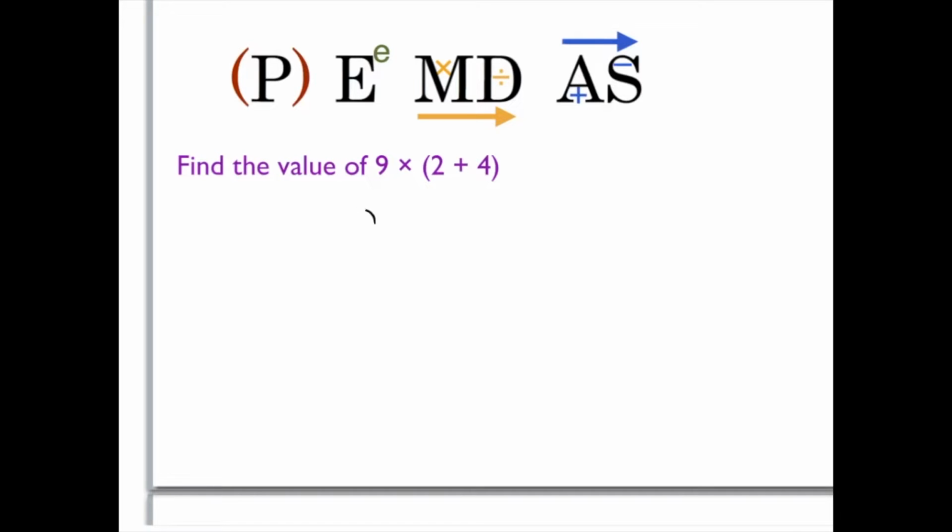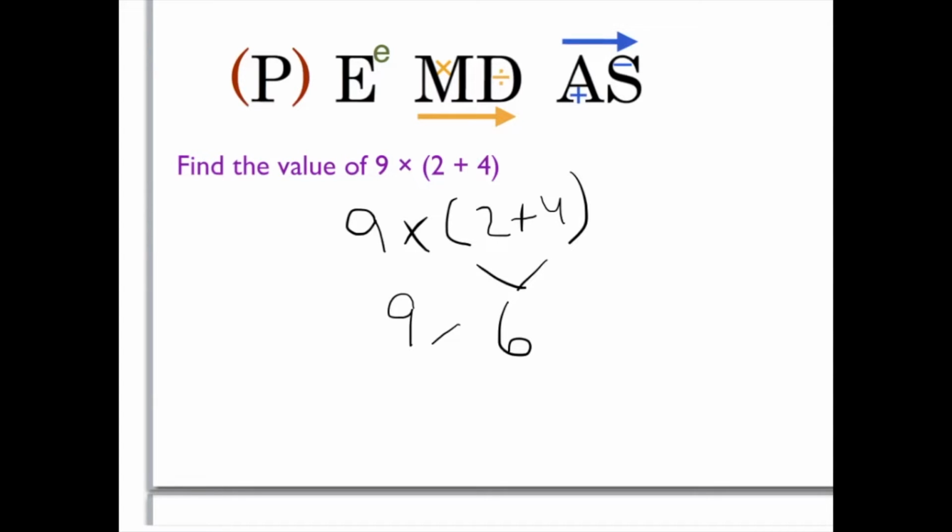So we've got 9 times the quantity of 2 plus 4. And let's look at PEMDAS and see how we should do this. So, do we have any parentheses? Yes, we do, around the 2 plus 4. So we're going to start with that. And 2 plus 4 is 6. We bring down that 9 times, and now we can simply see we just have to multiply these two numbers to get 54.